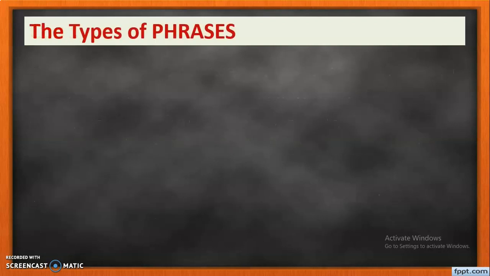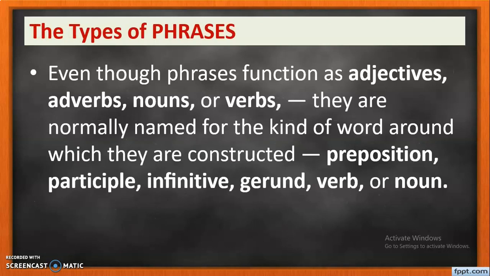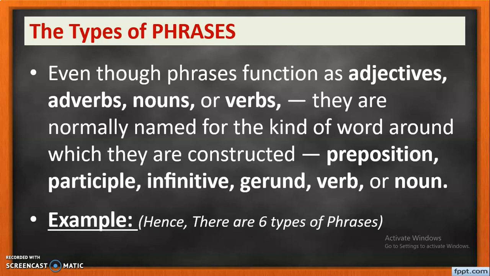Now let's go to the types of phrases in the English language. So even though phrases function as adjectives, adverbs, nouns, or verbs, as we have seen earlier, they are normally named for the kind of word around which they are constructed. So we may say we have prepositional phrase, participle phrase, infinitive phrase, gerund phrase, verb phrase, or noun phrase. So we have around 6 types of phrase in the English language. Let me just give you 2 examples.